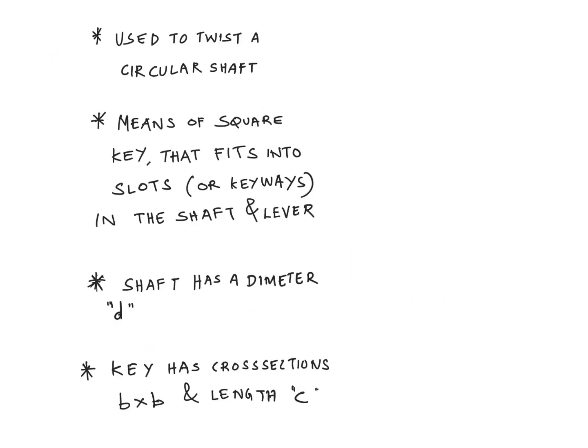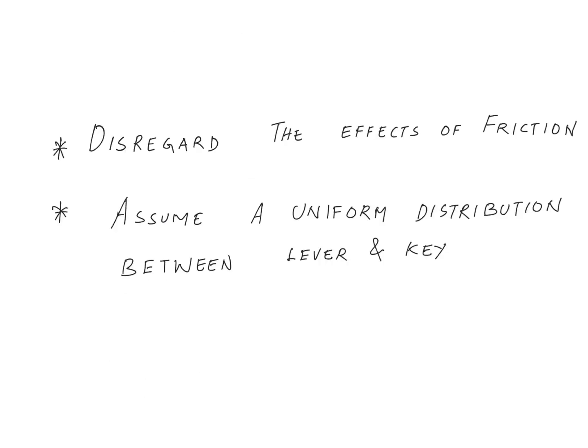Putting things into perspective, let's list down all the things I have discussed a moment ago. We are using a circular shaft. We are using a square key that fits into the slots in the shaft and the lever. The shaft has a diameter little d and the key has a square cross section B by B, and it is of length C.